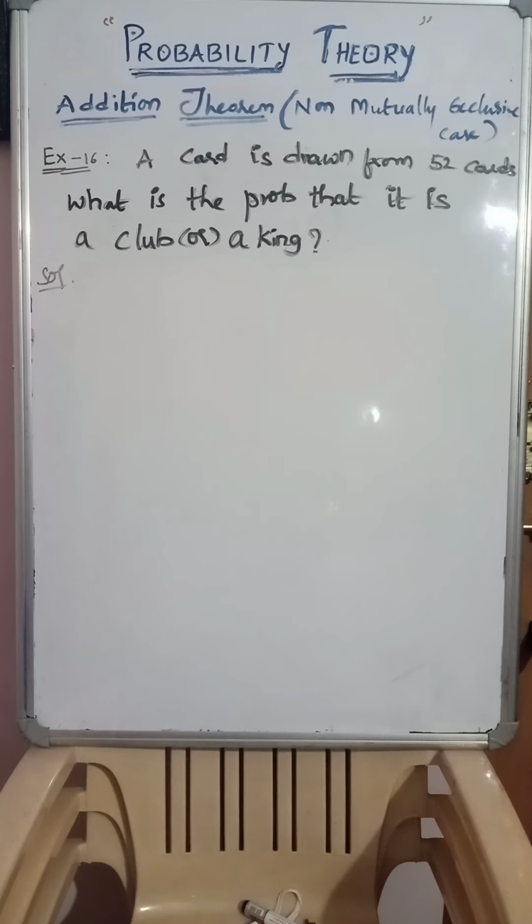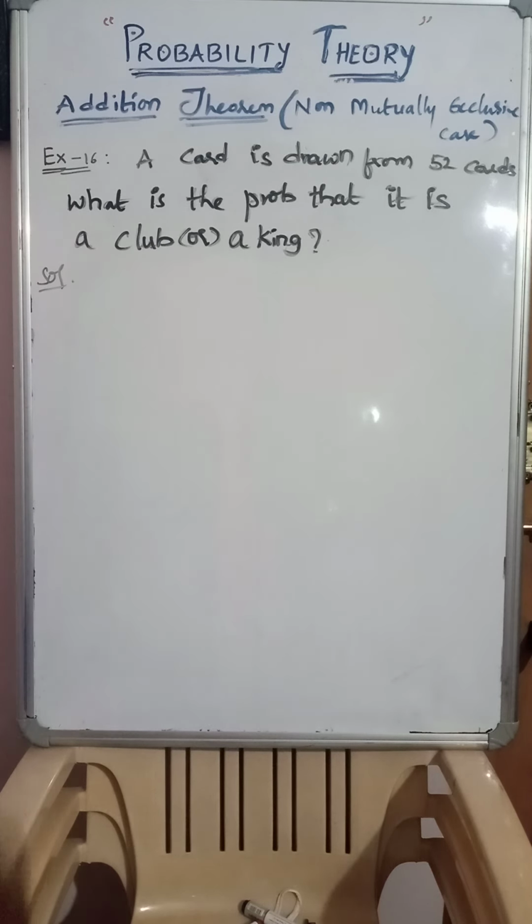Now, according to this question, clubs how many? 13 club cards, which is in black color. And king cards, how many will be there from the 52? 4 by 52. Now, club and king, how many will be there? In club cards, king, how many will be there? Only 1 by 52. So, if you see the playing cards pattern, then clearly you will understand this problem now.